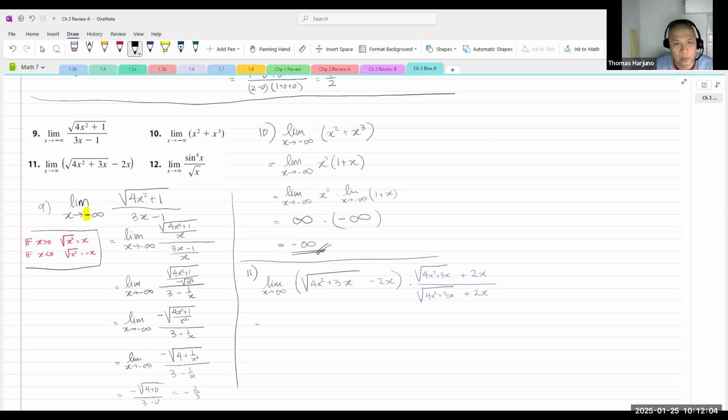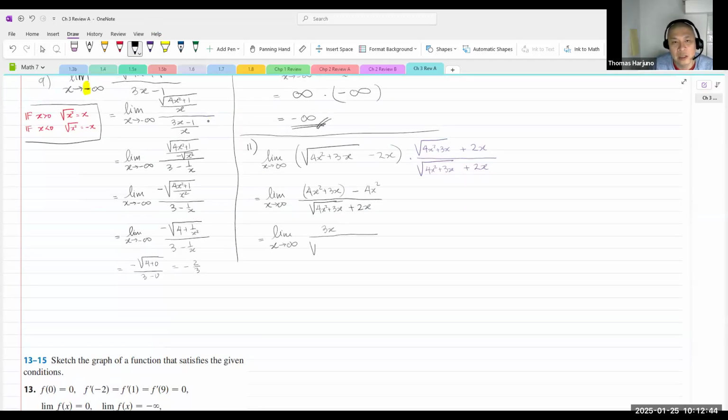Let's see. So this will be the limit as x goes to infinity of, on the numerator, 4x squared plus 3x minus the square of 2x, which is 4x squared. While on the denominator, there's no subtraction, it's addition. So on the denominator it becomes positive infinity nicely, right? But when we combine the top, we end up with still 3x, which will give us infinity if we just plug that in.